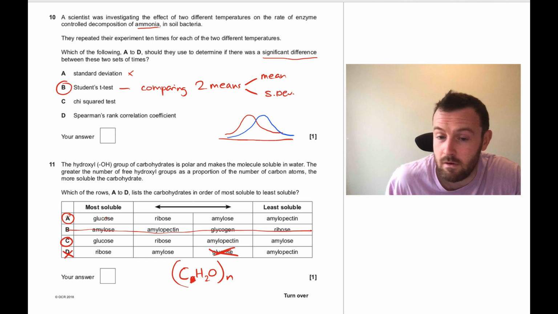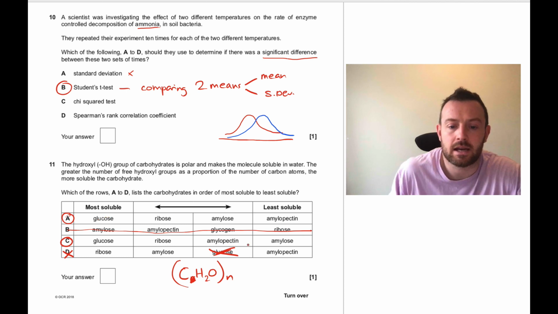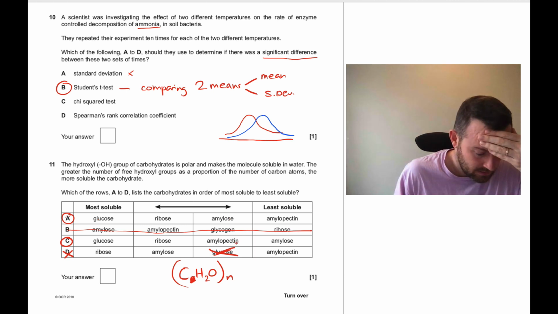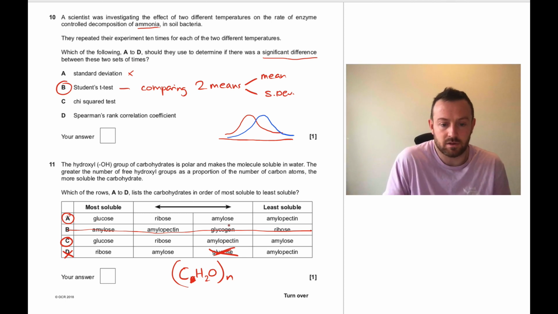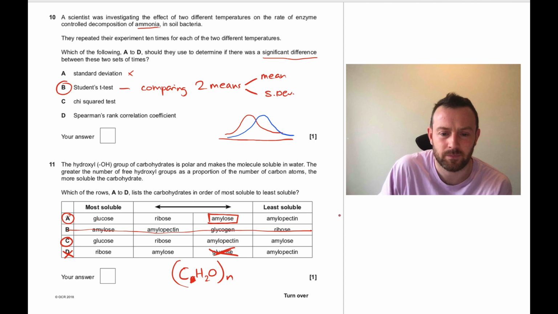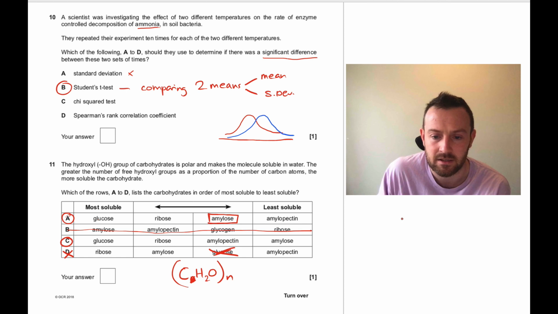Now, amylopectin is going to have more free OHs than amylose. So I think amylopectin is going to have more free OHs than amylose is. I think. So I'm going to say it's C, would be more soluble. Is it? Oh, no, it's A. They've said amylose. So they've said amylose is more soluble than amylopectin. That's weird. Okay, so the answer is A. Now, let me try and understand why that is.